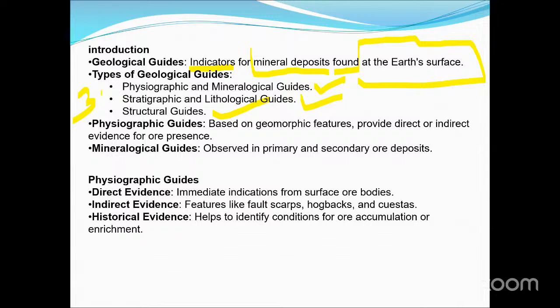Physiographic guides are based on geomorphic features, and they provide direct or indirect evidence for the ore presence. Whereas mineralogical guides are observed in primary and secondary ore deposits.